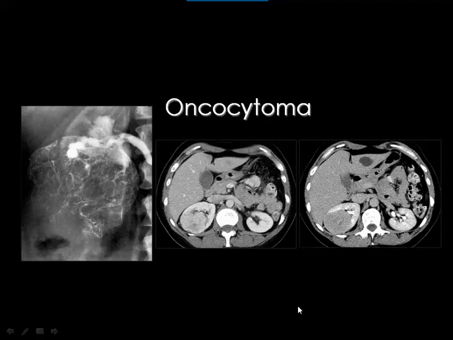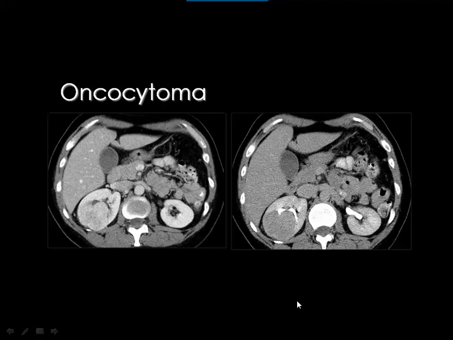But many times you cannot see this scar, as in this case you see a solid mass in the right kidney which is less enhancing than the normal renal parenchyma, and on angiography you see the marked hypervascularity of the tumor, and this has been proved to be an oncocytoma, not a renal cell carcinoma. This is an oncocytoma, a solid mass in the kidney, and this is the early enhancement and this is later enhancement.